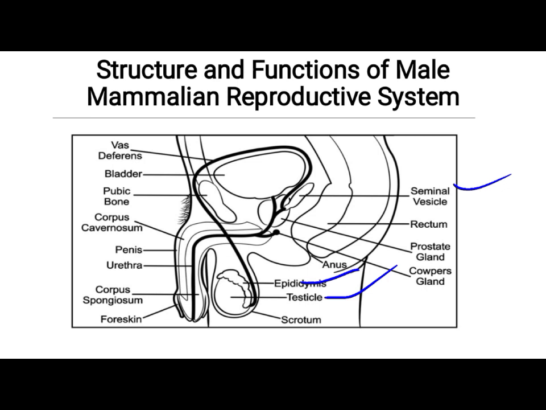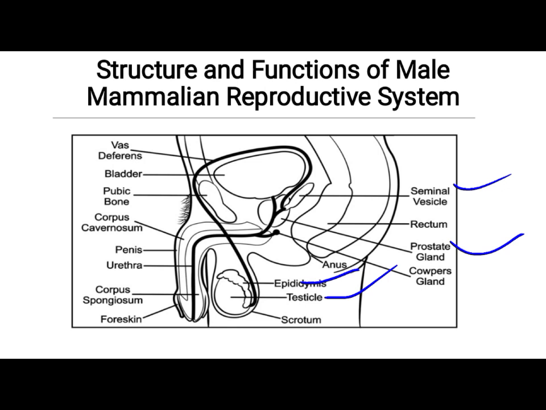So you then have the prostate gland. The prostate gland is another structure in the male organ that is connected to the urethra through several tubes, and basically the prostate gland will secrete seminal fluid that will help in activating the sperm.